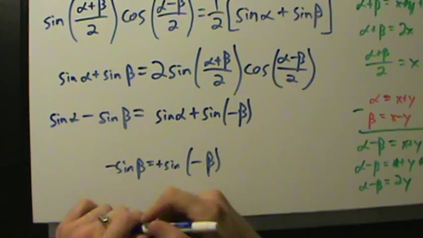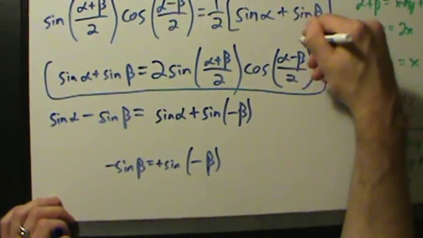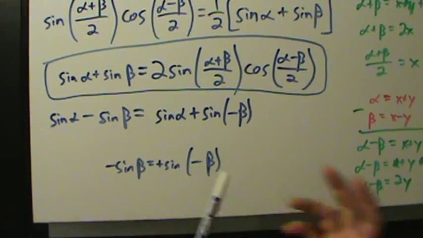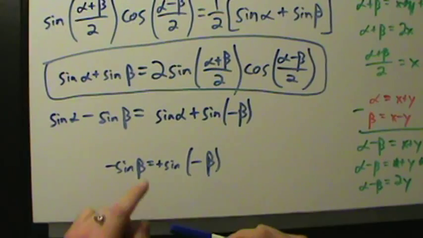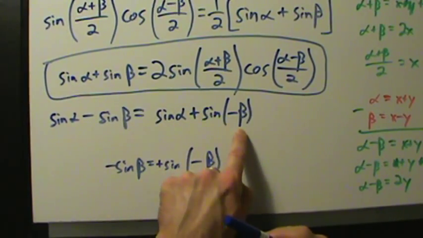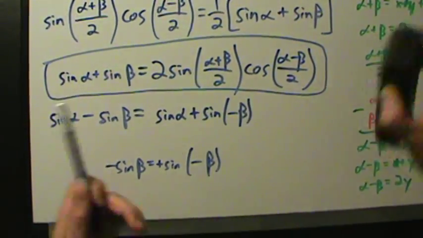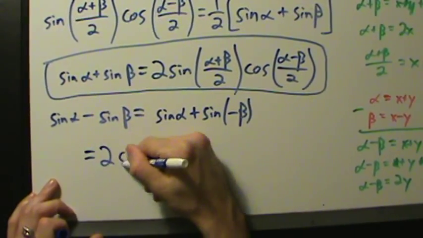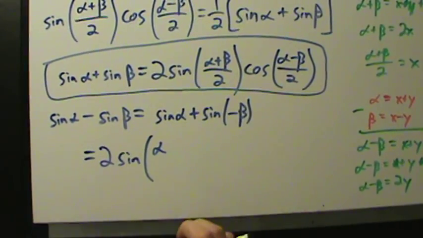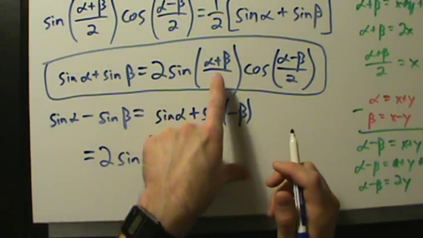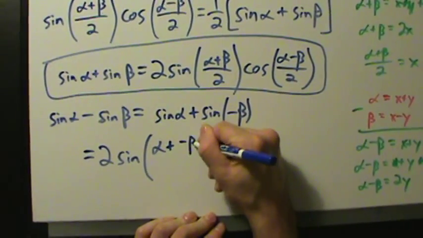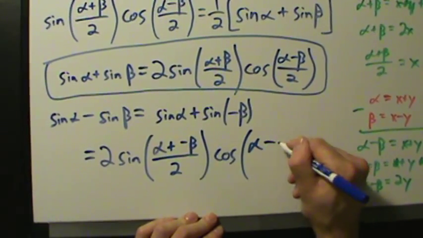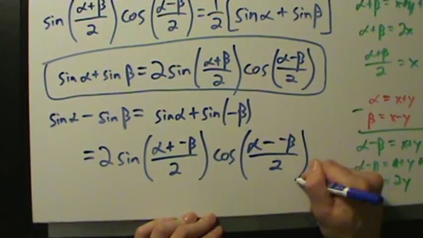Now we can just use this formula right here directly, where instead of beta, we have negative beta. It's still totally fine to use that, because it's the sine of something plus the sine of something else. That's what this formula lets us do. So using that formula, it's going to be 2 times the sine of alpha plus negative beta over 2, and then times the cosine of alpha minus negative beta over 2.